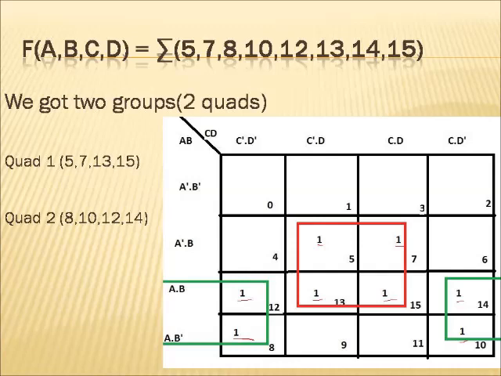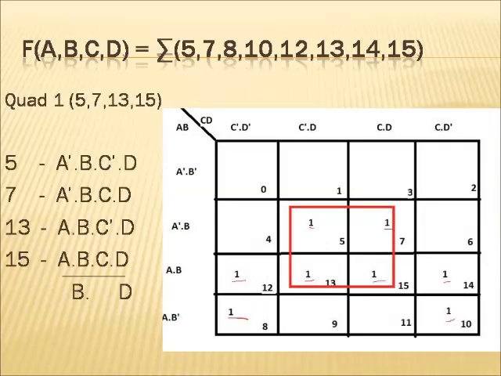Now we can see how we can reduce using these groups. Okay, here we are going to solve our first quad, that is quad 1: 5, 7, 13, 15. These are the selected indices for quad 1, right?